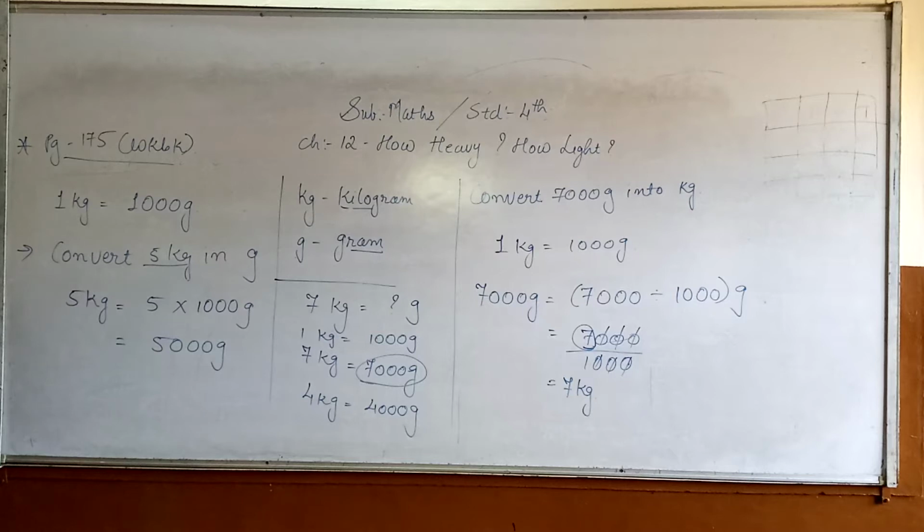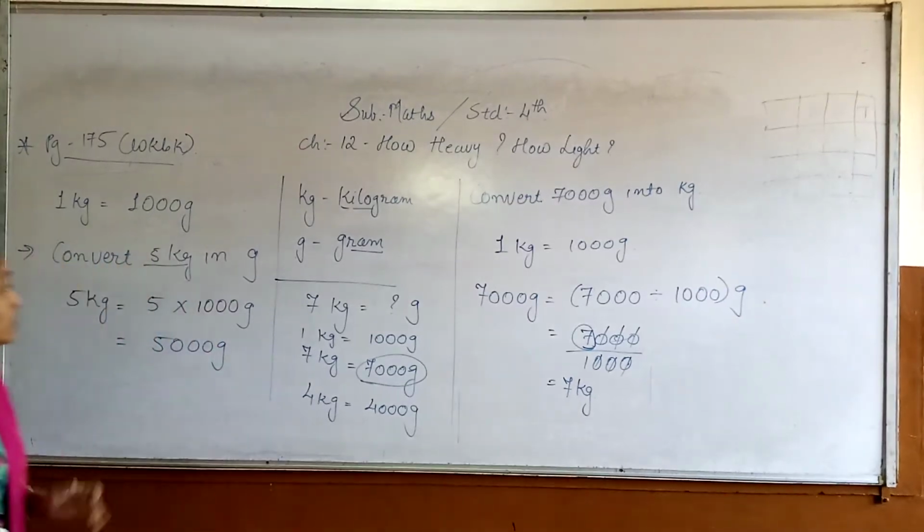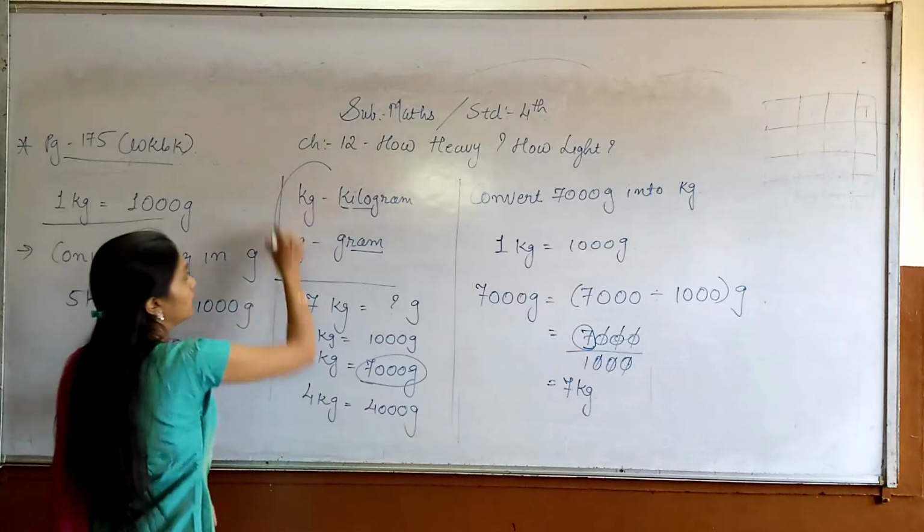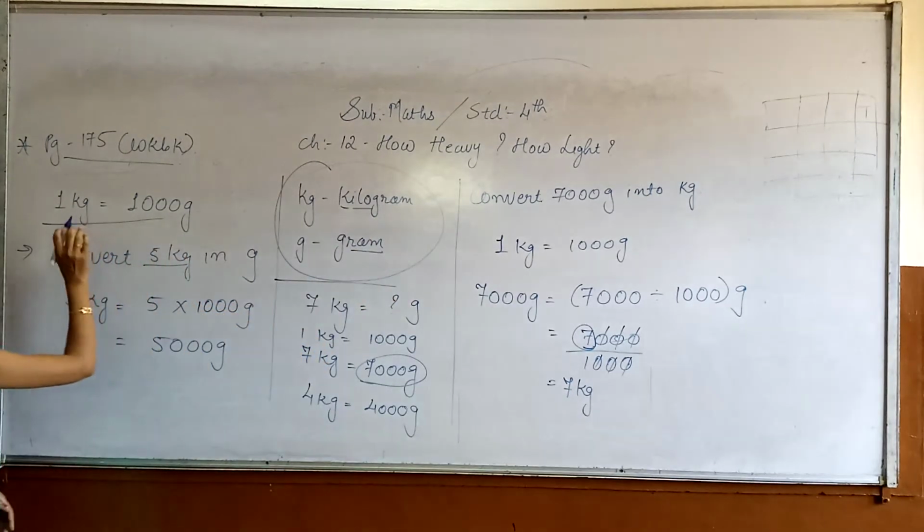Next, convert 4 kg 500 grams into grams. I hope this is clear to you. These three things you have to keep in your mind: the short forms and this 1 kg equal to 1000 grams. This whole chapter depends on this only. So you have to keep in your mind. Okay, so now we go ahead.